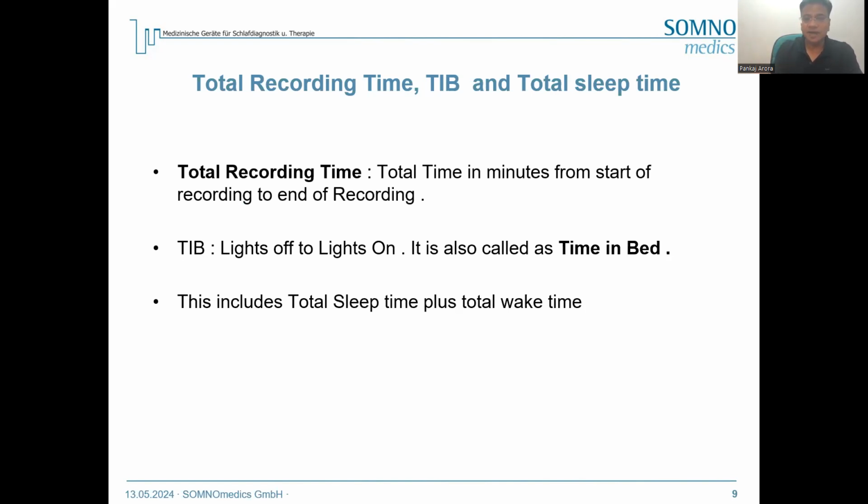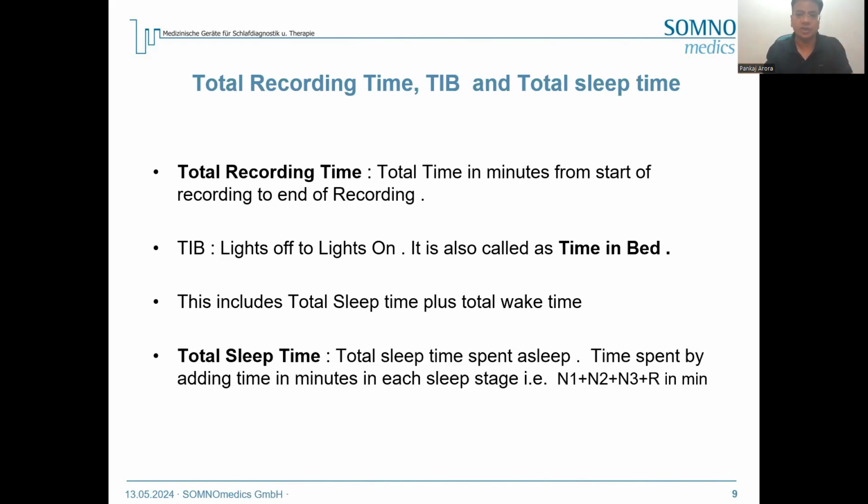So when we tell the patient to try to sleep and switch off the lights, that is called lights off. And in the morning, when we wake the patient up, turn the lights on and also give the software lights on, the time between lights off and lights on is time in bed. That is what we are interested in. And we want to know how much time he has slept between lights off and lights on. That is called total sleep time.